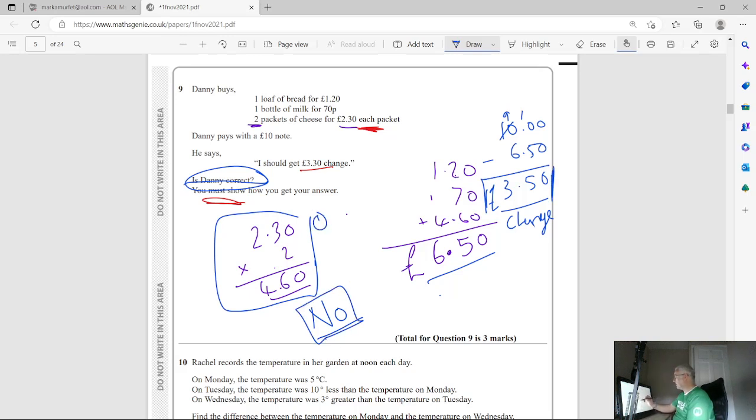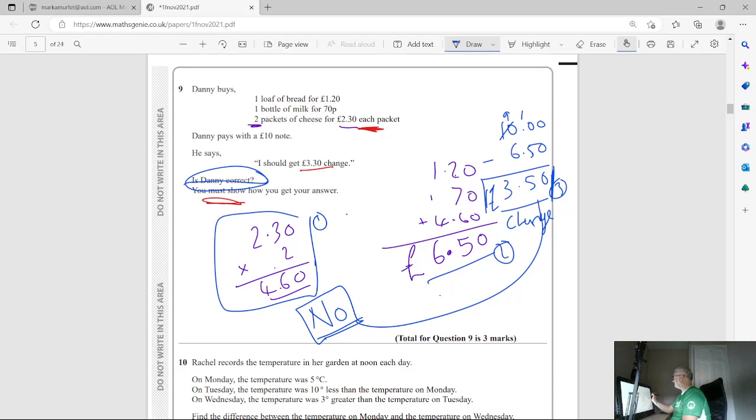So think 1 mark, 2 marks, 3 marks for the £3.50 and the no. You have to have both those. If you don't have no, if you've not answered the question, it asks in the question, is Danny correct? So yes or no answer on that one. But if you don't show any of the workings, even if you've done it all in your head, you'll get 0 marks.